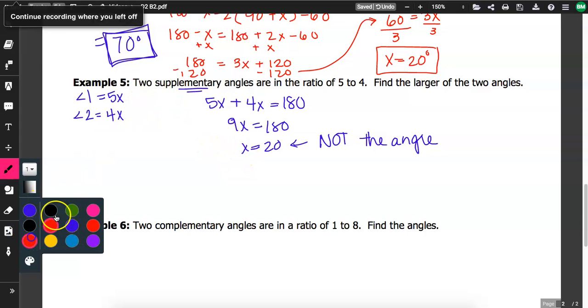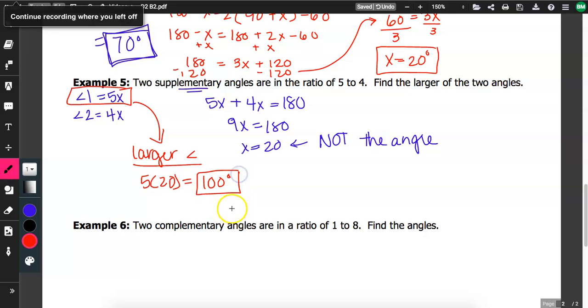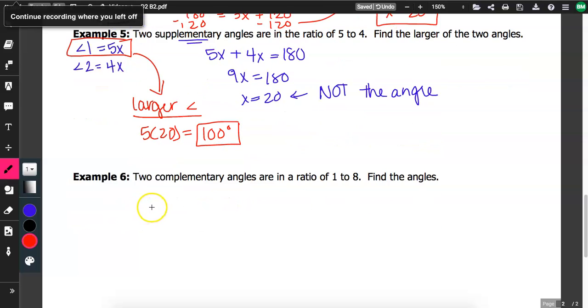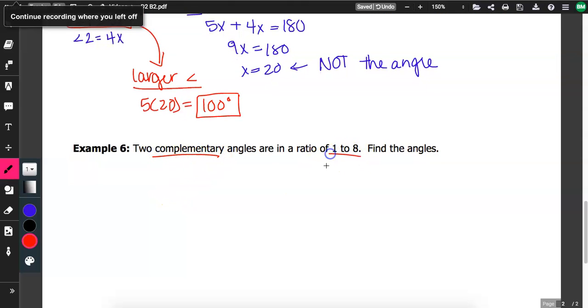Now the larger one is going to be the 5 times 20, 5 times x, because that's going to be more than 4 times something. So our larger angle is going to be 5 times 20, which equals 100 degrees. Okay. And then our very last problem, similar. Two complementary angles are in a ratio of 1 to 8.